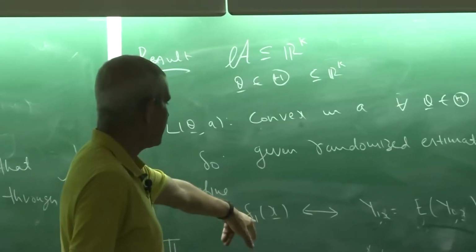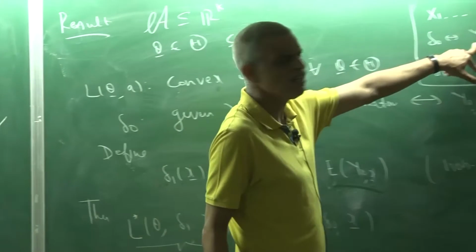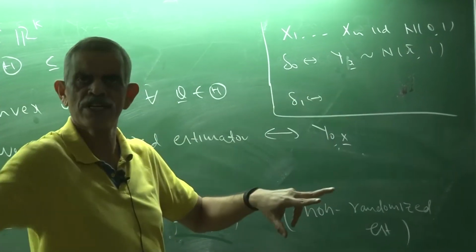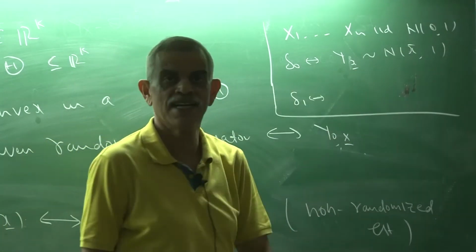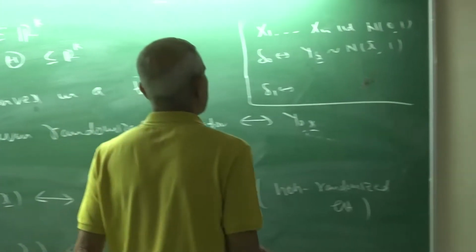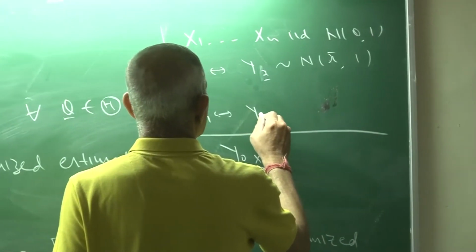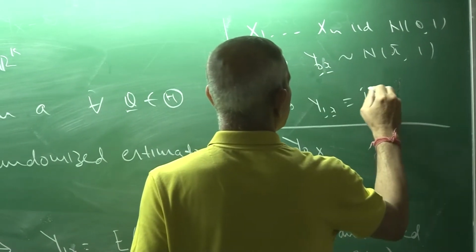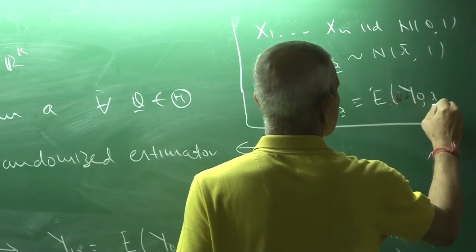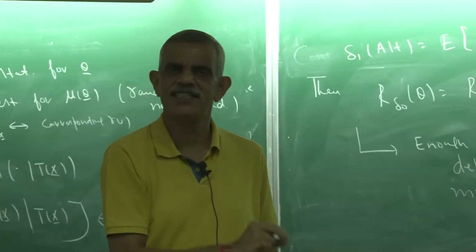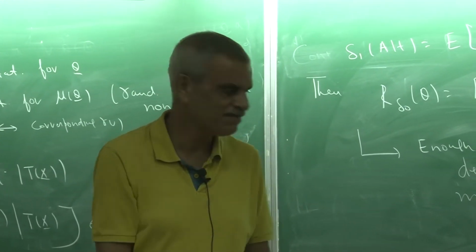In this case, delta 1x is nothing but the mean of this distribution. You don't take that as an estimator. Don't go for a second stage randomization, which is saying that take one observation from normal x bar 1. It says just take the mean of that itself. So delta 1x is nothing but y1x, which is the expected value of y0x, and the expected value of y0x is nothing but x bar. So here y1x directly depends on x bar. It is a random variable which is degenerate at x bar for a given x.